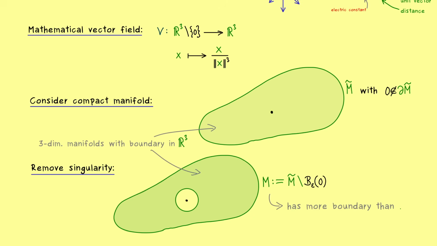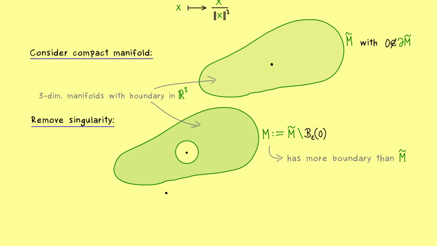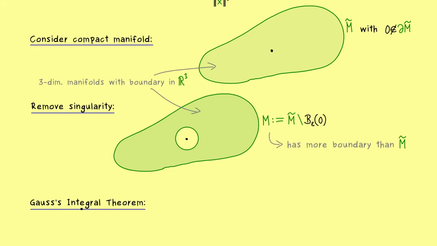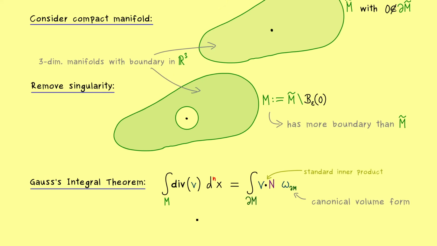This is important in Gauss's integral theorem because we will integrate over the whole boundary. Therefore, at this point, we should recall Gauss's integral theorem. It's a special case of Stokes' theorem and here perfectly applicable in R3. It's an identity of integrals where we have the divergence of v on the left-hand side and the inner product of v with the outward pointing unit normal vector on the right-hand side. This means in our picture here, we would just put n to the boundary like that.